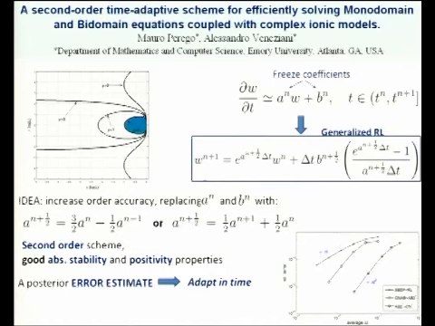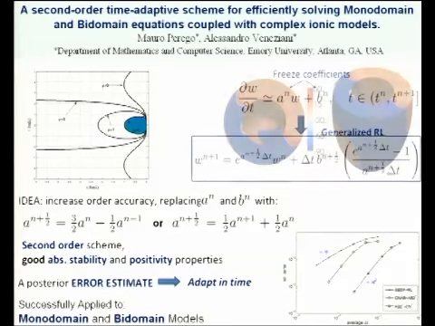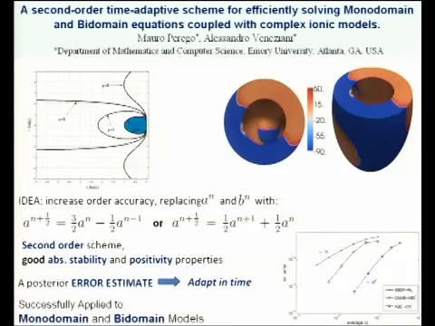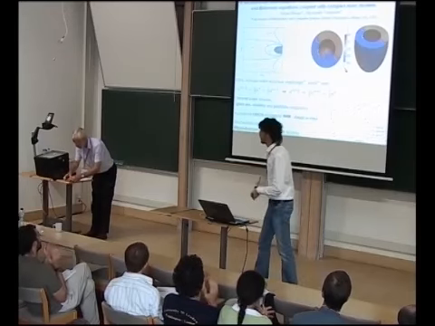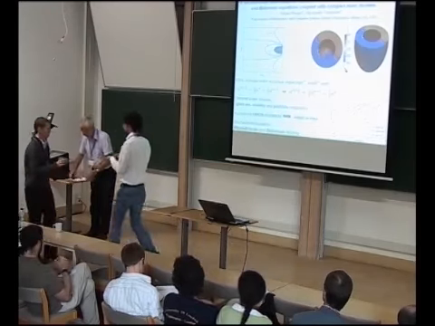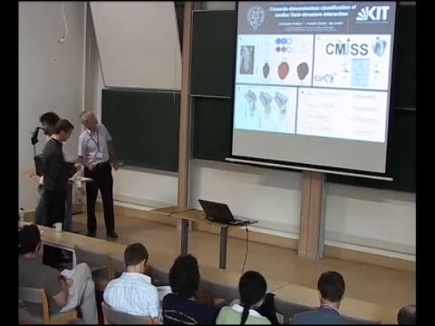And combining two of these schemes in a predictor-corrector fashion, we can get a posteriori error estimate and make an adaptation in time. And so, in order to reduce computational time, we extended these schemes and applied them successfully to the monodomain and bidomain models. So, if you're interested, poster 17.